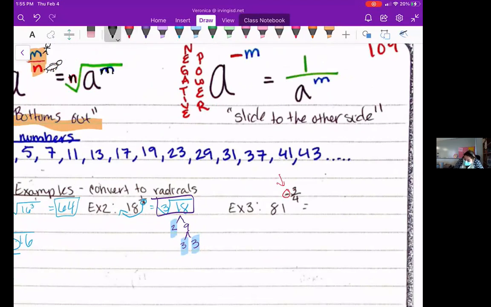So this is going to be 1 over 81 to the power of 3 over 4. Now we can set a radical in the denominator. So we would have 81 to the power of 3, and we want the 4th root of that because the 4 would go on the outside because it's at the bottom, so bottom's out.